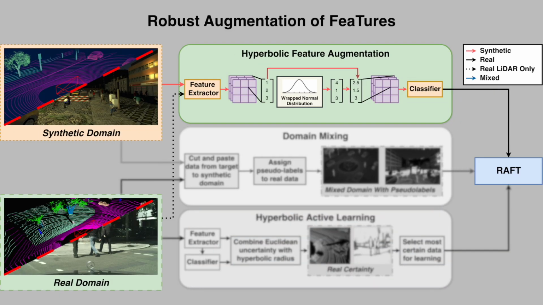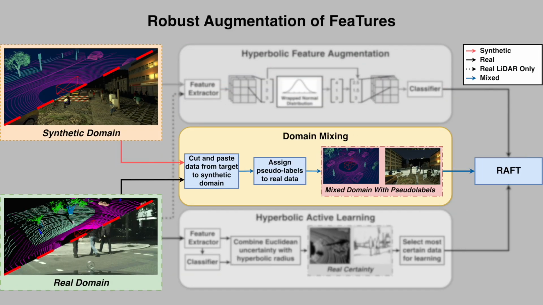Second, hyperbolic feature augmentation. For each class, we learn a wrapped normal distribution in hyperbolic space and sample along geodesics to create class-faithful features just beyond the current boundary. No extra labels required. Third, domain mixing.